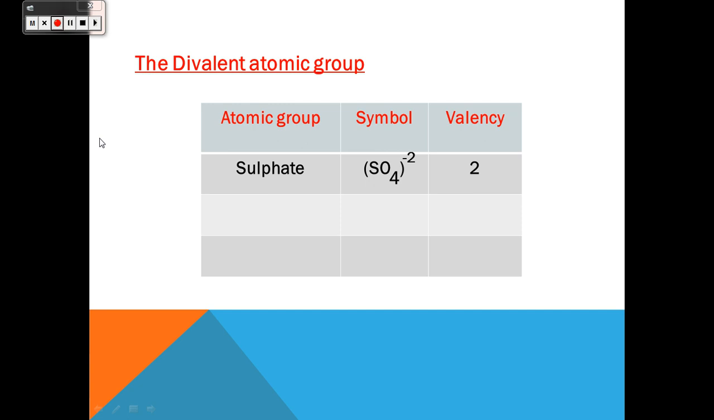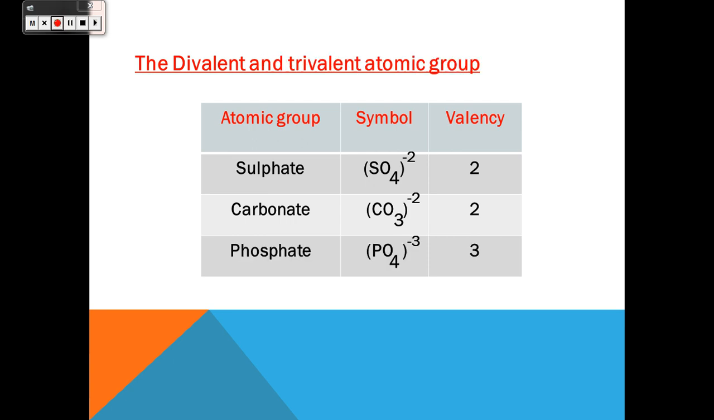And now the divalent atomic groups, like sulfate. Sulfate is SO4 with charge -2. It consists of sulfur and oxygen, two different elements. They join together and behave like one atom, and the valency of sulfate is 2, divalent. And also carbonate. Carbonate is CO3, which consists of two different elements, carbon and oxygen. They join together and behave like one atom, and the valency of carbonate is 2.